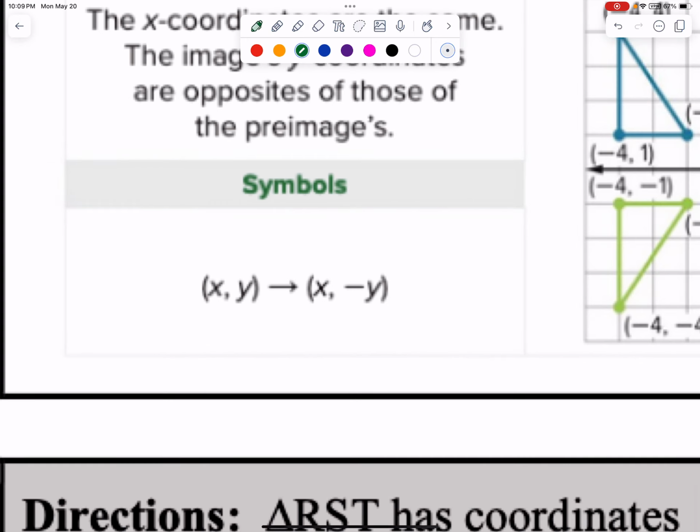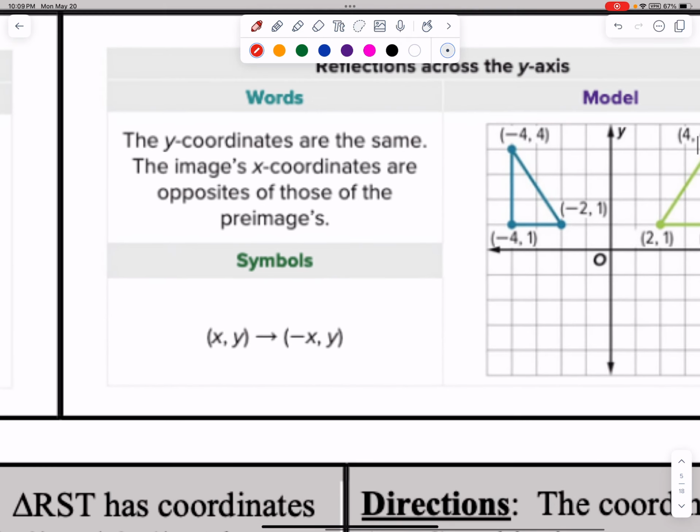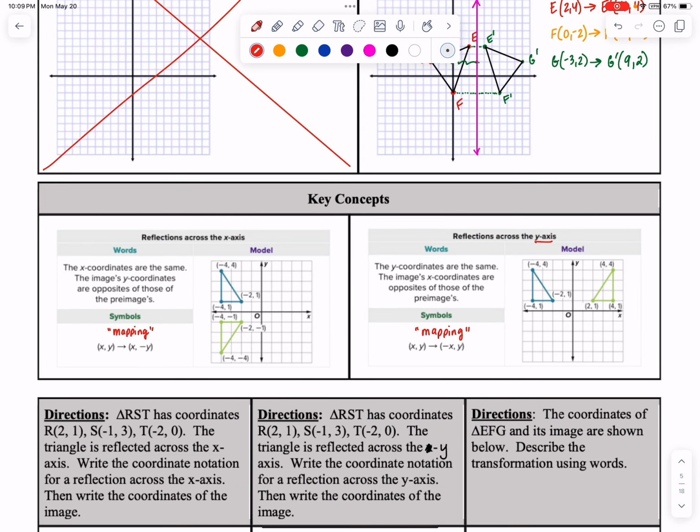And so they give us the symbols here. And remember, we're calling this mapping. Same thing over here. When we are crossing over the y-axis, y stays the same. And again, let's write that this is called mapping. So when you're taking a look at something like that, that's something I want you to be aware of right away. Let's highlight a couple things here.